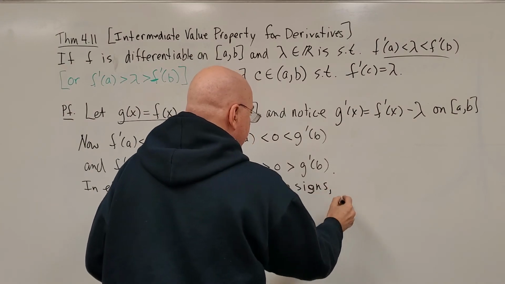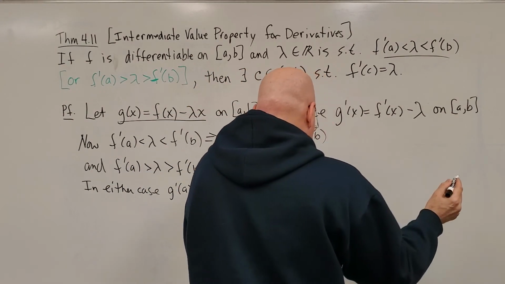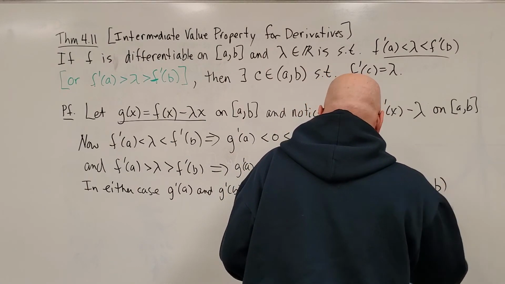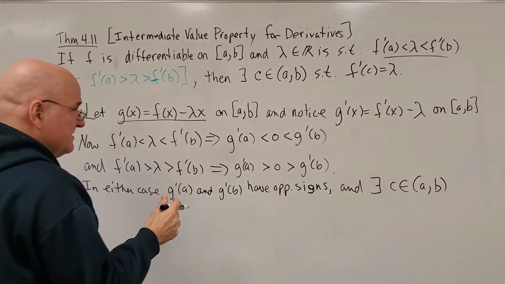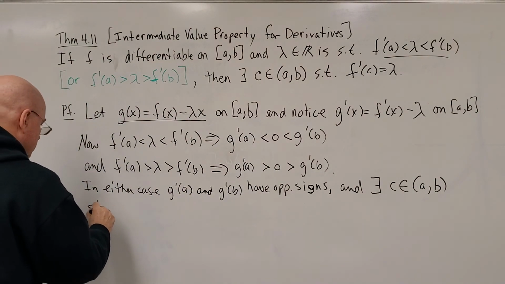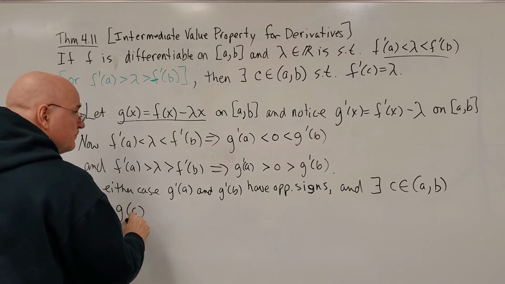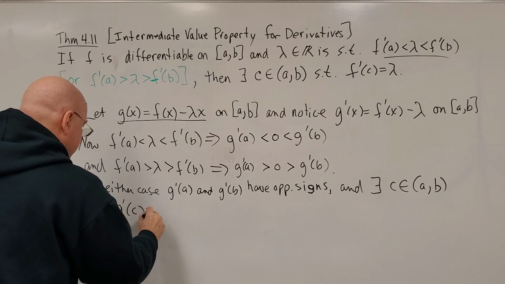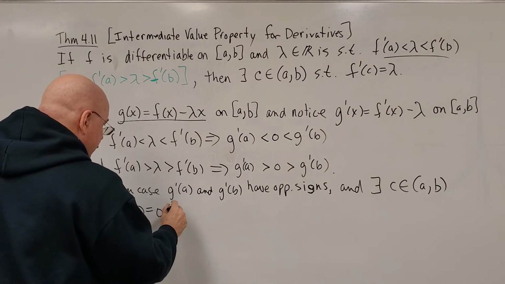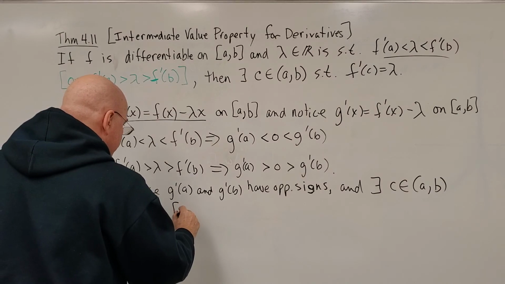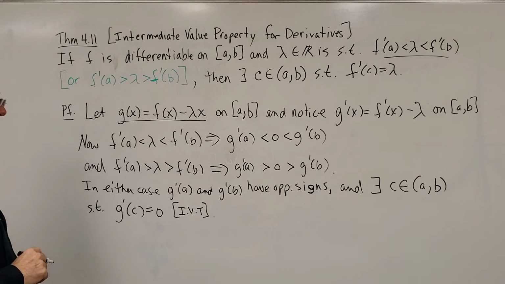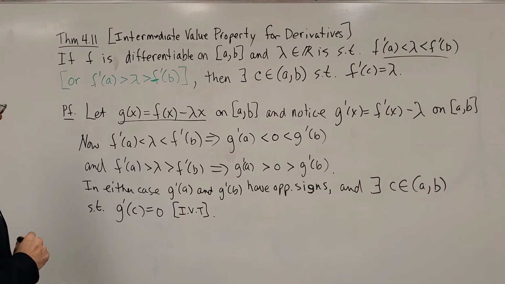Maybe I'll continue on here. And there exists a c in between a and b such that g prime of c is going to give us 0. Justification for that, you could say Bolzano's theorem or intermediate value theorem. I don't recall the exact number.